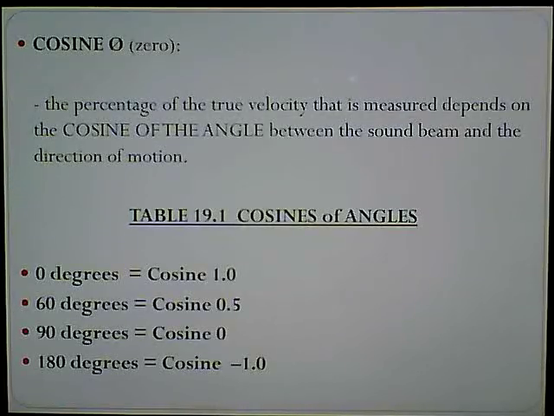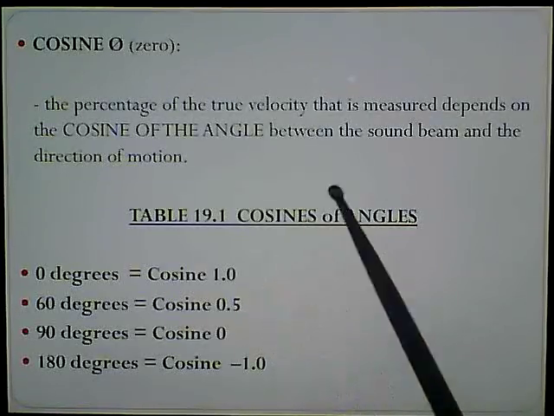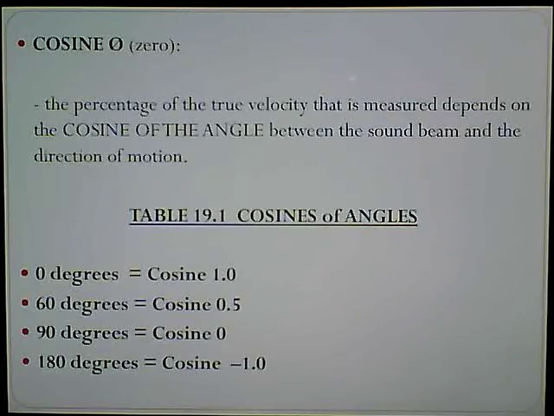So 0 degrees is a cosine of 1.0 or 100%. So that is the most accurate. 60 degrees is a cosine of 0.5. That is 50% correct. 60 degrees is one of the end ranges of what we're going to learn when we get into the scanning of these things, and we're going to learn what degrees we should keep our Doppler angles within.